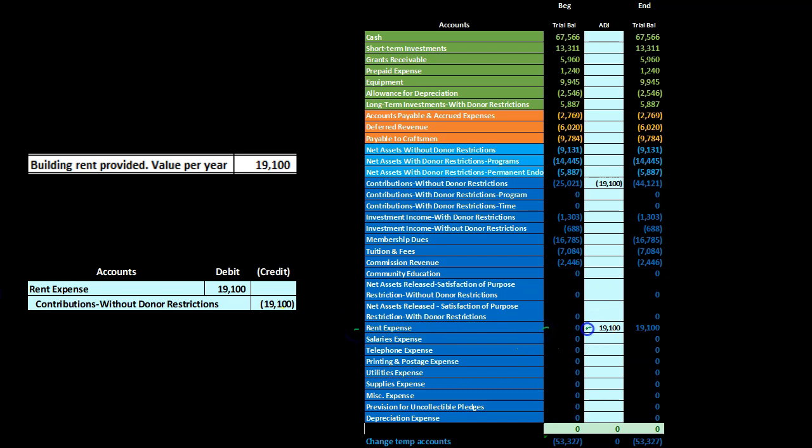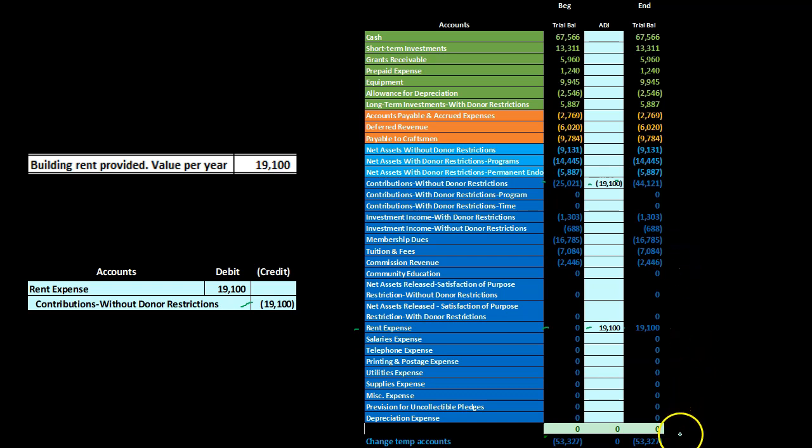It's going to go up in the debit direction. So we have the increase in the rent expense, and then we have the contributions without donor restrictions up top. That's going to be a revenue account. It's going up in the credit direction. So note we have an increase and a decrease.